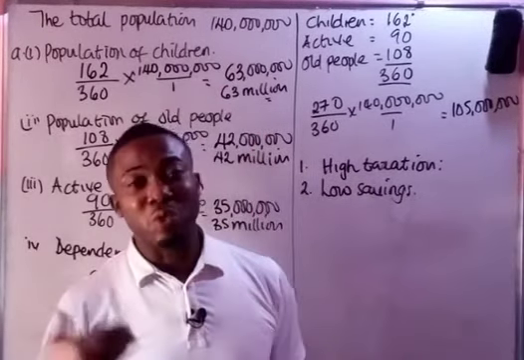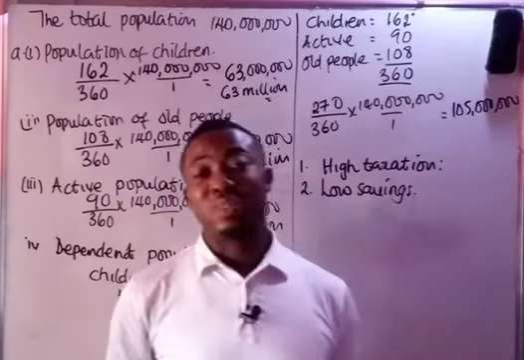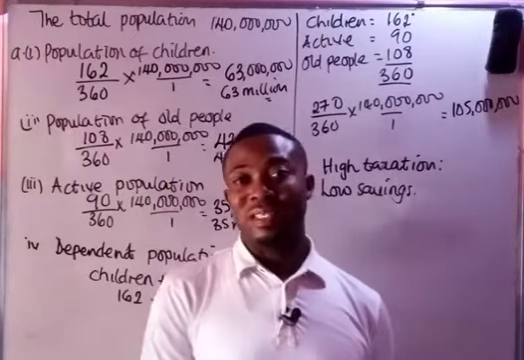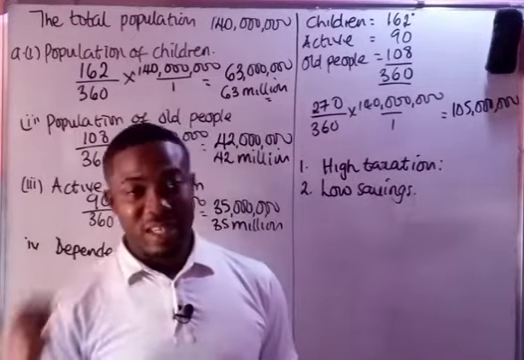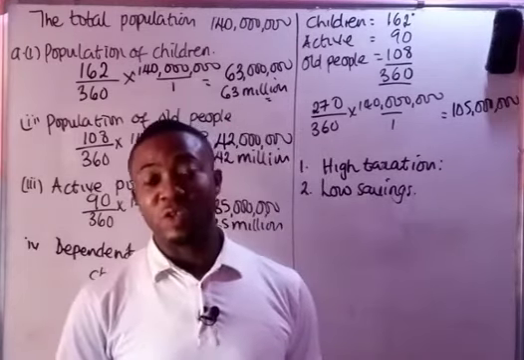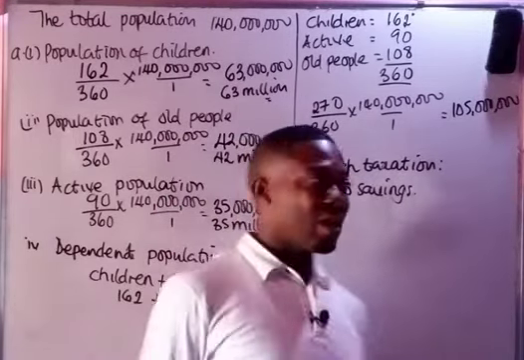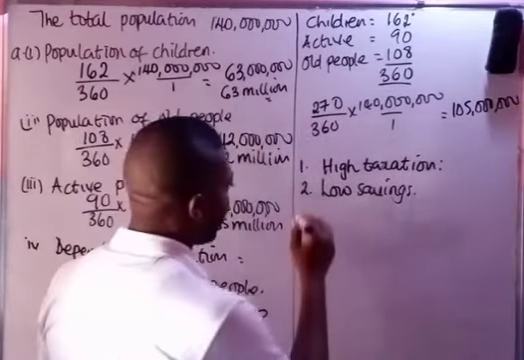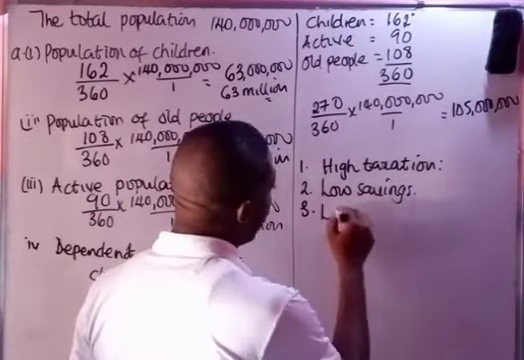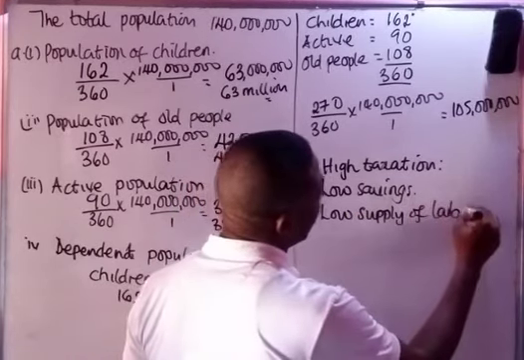He might not be able to save as required because he has to take care of the children and also take care of his retired parents. So one of the economic implications of this structure is that it will lead to low savings, because the income that comes to the active population from the individual perspective, they'll use it to take care of their dependents. Okay, the third one is that it will lead to low supply of labor.